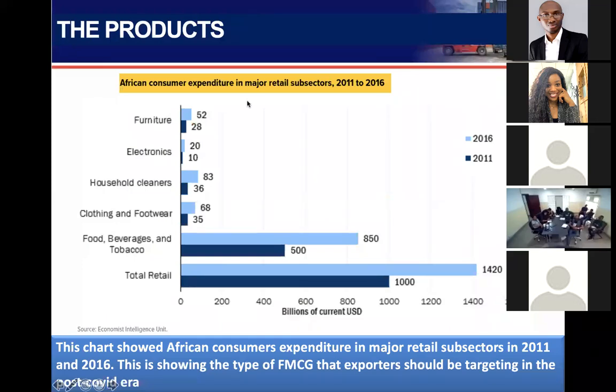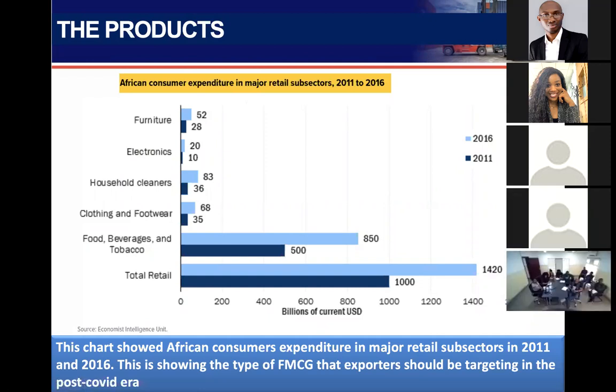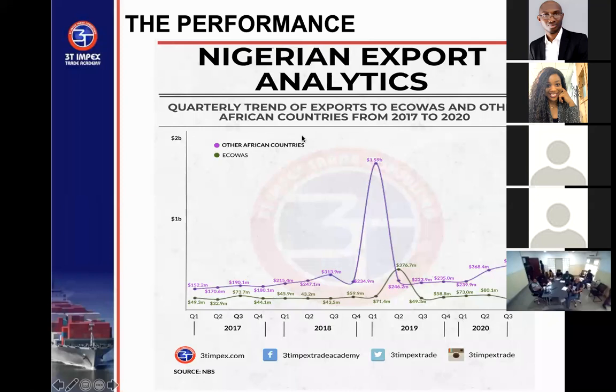Look at this African consumer expenditure in the retail subsector between 2011 and 2016. And from this, you can see food and beverages taking the lead. So there is export already to African countries, to ECOWAS and non-ECOWAS countries. Export is already going on to those places.